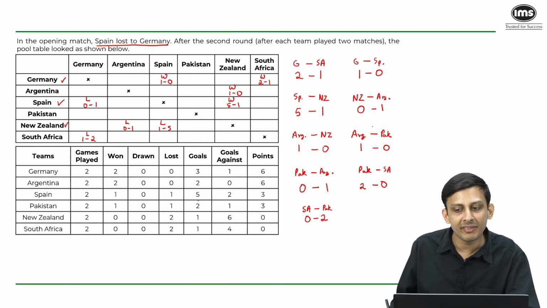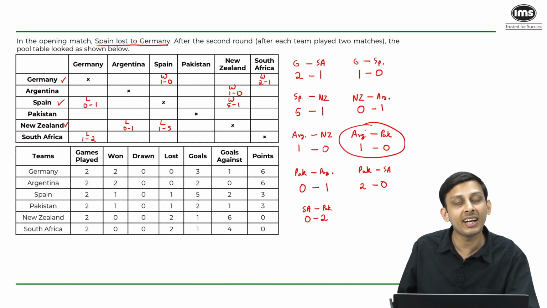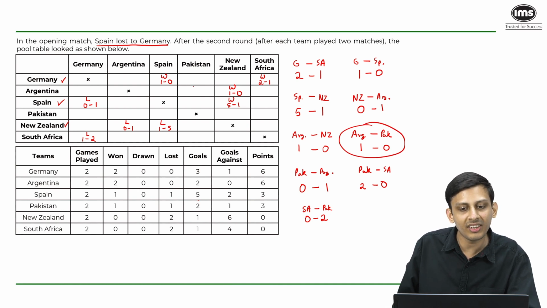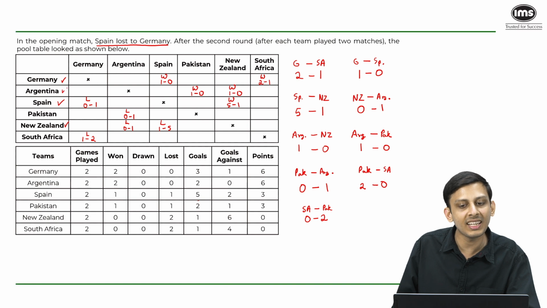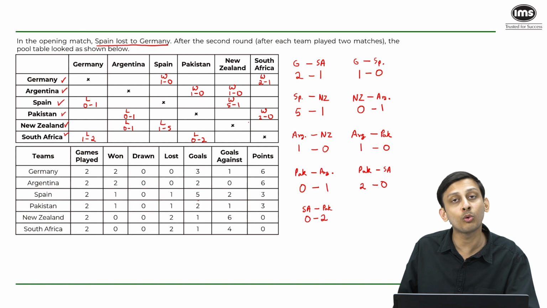Now, we have this match remaining of Argentina. Argentina winning against Pakistan 1-0. So, Argentina is winning 1-0, and therefore Pakistan is losing against Argentina 0-1. Now we have the two matches of Argentina as well. Now the only match remaining is the match between Pakistan and South Africa. So Pakistan is winning this match 2-0, and South Africa is therefore losing this match 0-2. And now we have been able to find the results of all the matches in the first two rounds of the tournament. So we can answer the first two questions now.